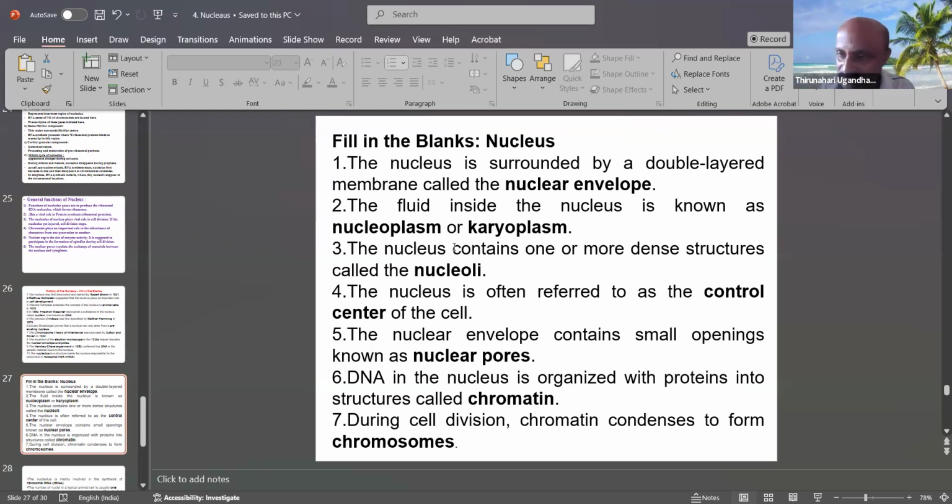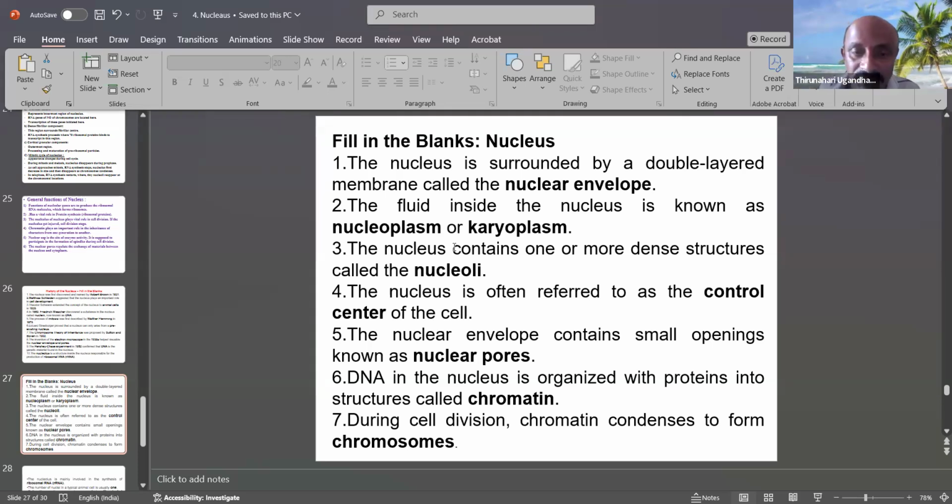Karyo means nucleus. Cytokinesis and karyokinesis, both are there. Cytokinesis means cytoplasm division. Karyokinesis is also called nucleus division. This karyoplasm is nucleoplasm. The nucleus contains one or more dense structures called nucleoli.